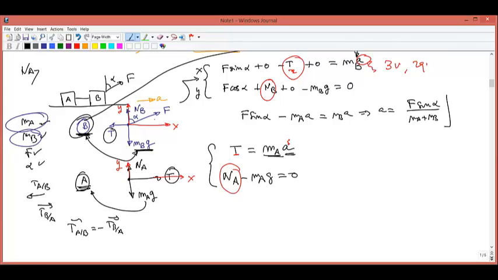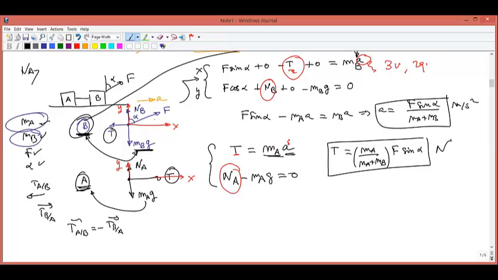Better be positive. Looks good. Meters per second squared. And what do they want again? It was an annoying little thing, they want the tension. Oh, but now that we have A, we can solve for T. Therefore, T is equal to MA divided by MA plus MB, that's a unitless number, times F times sine alpha, which is also unitless. So this better be Newton. Easy. Good.